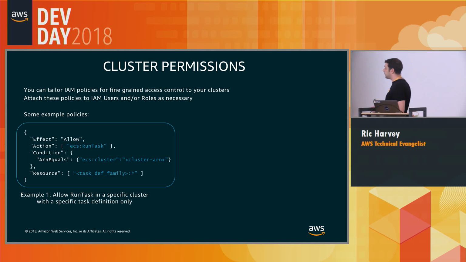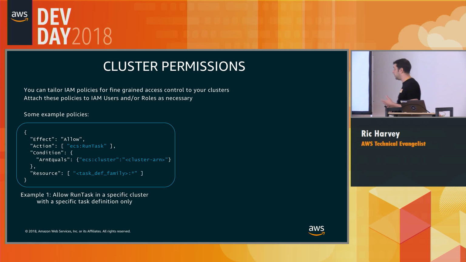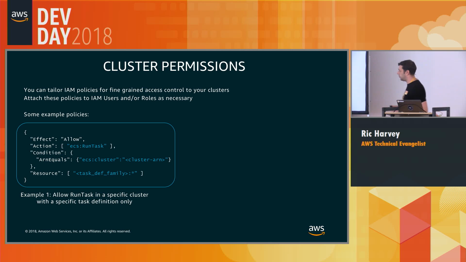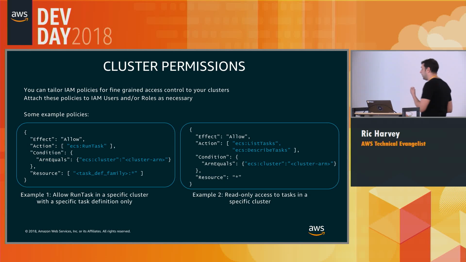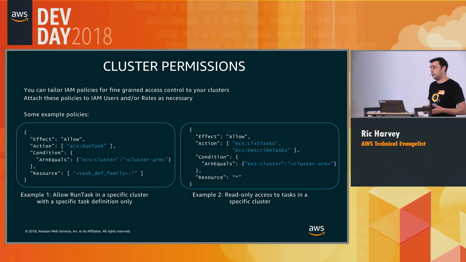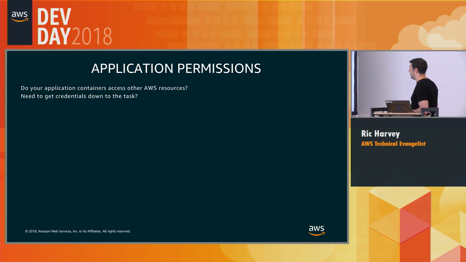So cluster permissions, you can have a look at the example here, and you can set up different access in here. This one would let you run a task within a particular cluster, and if that cluster's named as well. This one here will only let you read the tasks and describe the tasks that are running in the cluster. It won't actually let you start any or delete any or scale anything. So you can get quite granular in this as you go along. Obviously, they're very, very simple examples. You can have much bigger policies as you go along this. And many more, like it says on that slide there.